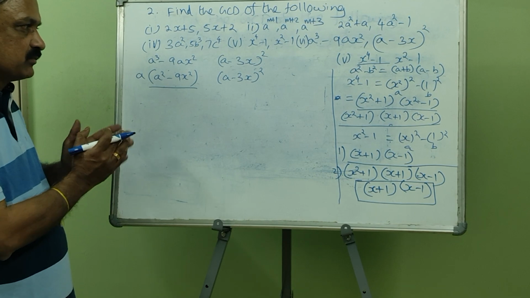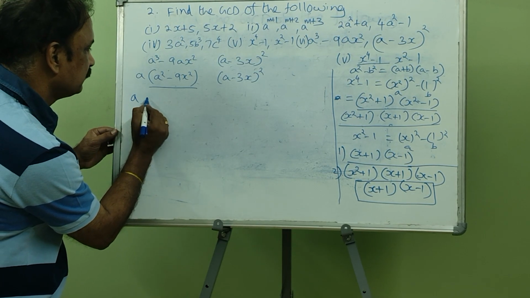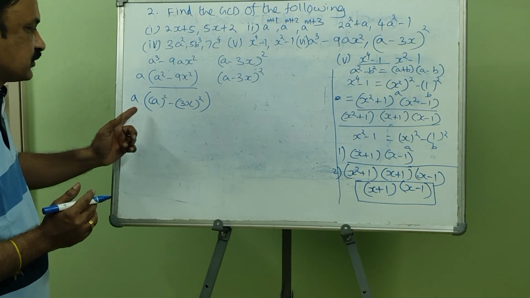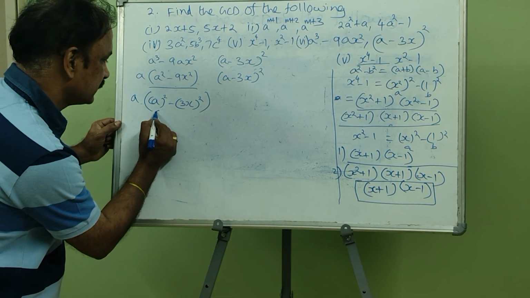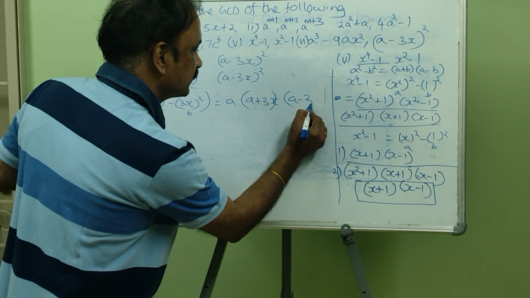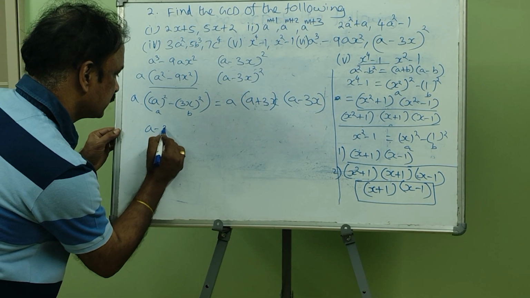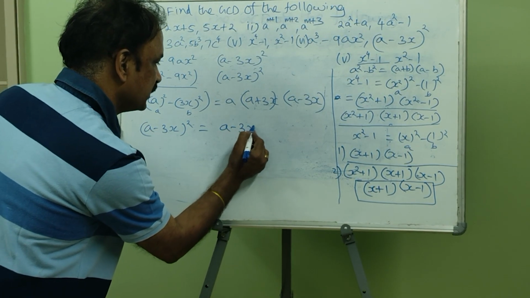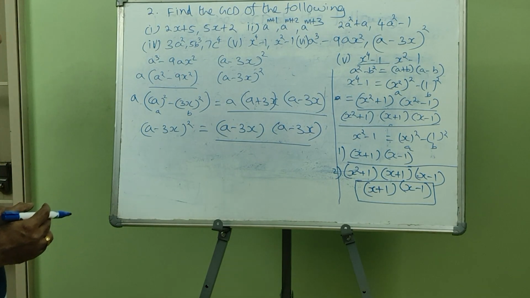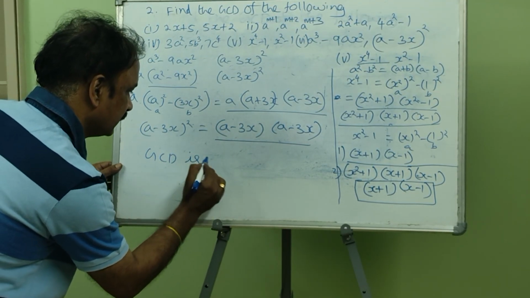Now, if you do problems of this nature continuously, when you look at a term, you will be able to factorize that. So it requires a little bit of practice. So we can say a whole square minus 3x the whole square. And now we have written this in the form a square minus b square, this is a, this is b, which will be a plus 3x into a minus 3x. Is that right? a plus 3x into a minus 3x. And a minus 3x the whole square can be written as a minus 3x into a minus 3x. Now what is common between this and this? The common factor is a minus 3x. So GCD is a minus 3x.